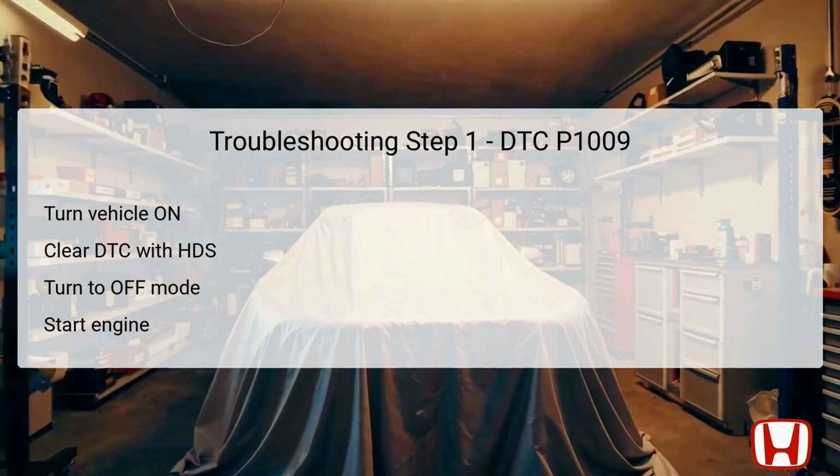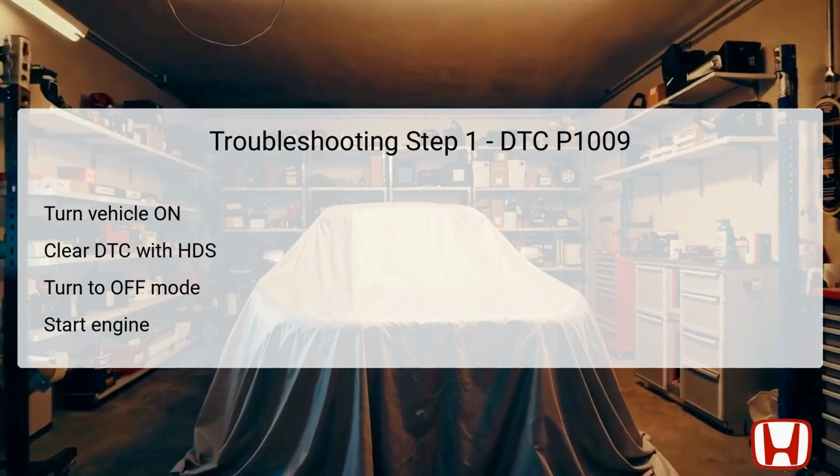In the first troubleshooting step for DTC P1009, start by turning the vehicle to the on position without starting the engine. This action allows the vehicle's onboard diagnostic system to initialize and communicate with the Honda Diagnostic System, HDS. Next, clear the DTC code using the HDS, a specialized tool designed for Honda vehicles that can read and clear diagnostic trouble codes. After clearing the code, turn the ignition to the off lock mode to reset the system.